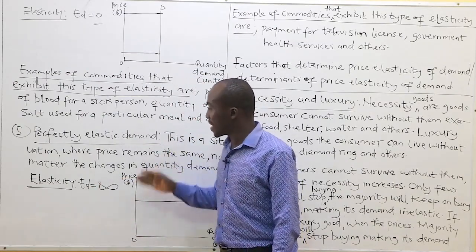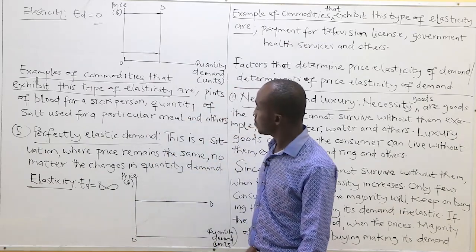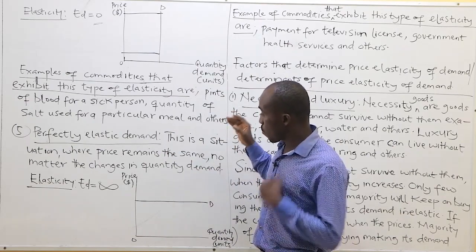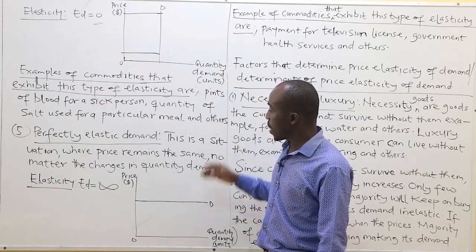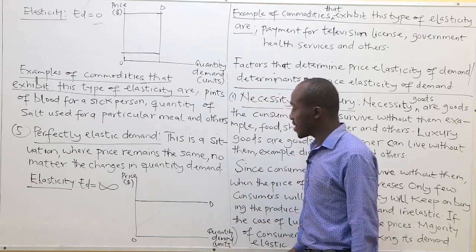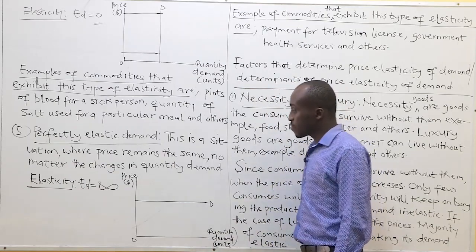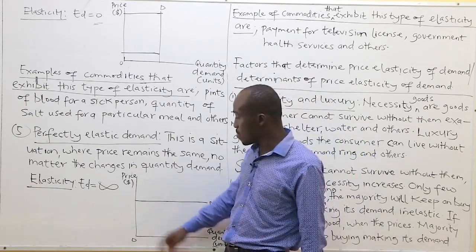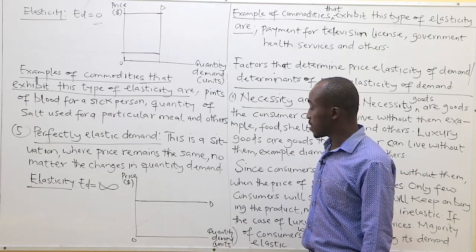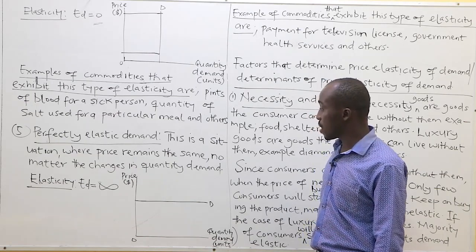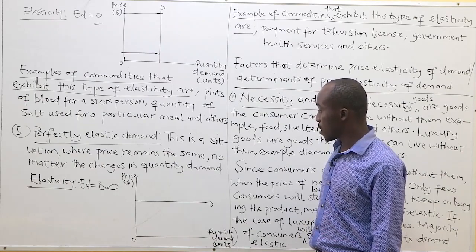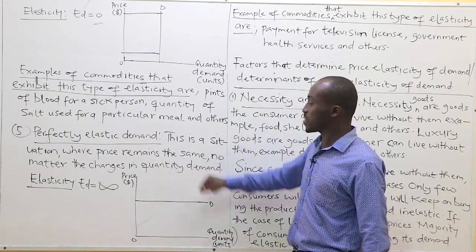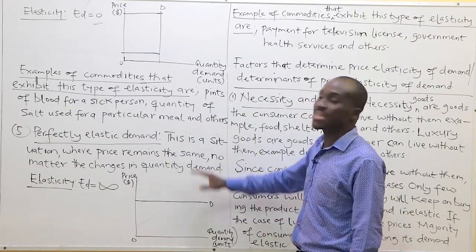We have the fifth, perfectly elastic demand. This is a situation where price remains the same no matter the changes in quantity demanded. This is where price remains the same. So what do we say? Here price is still the same, no matter the changes in quantity demanded.